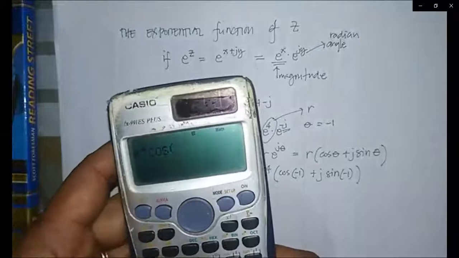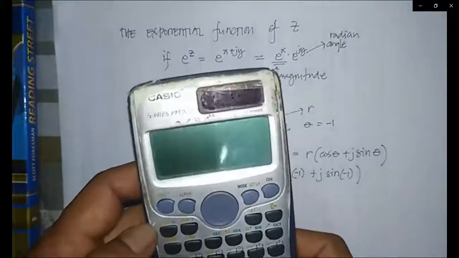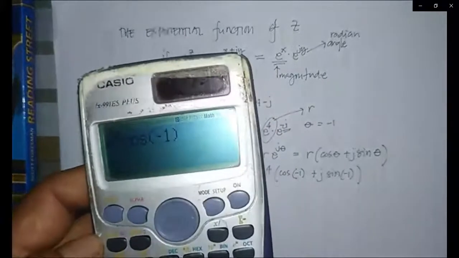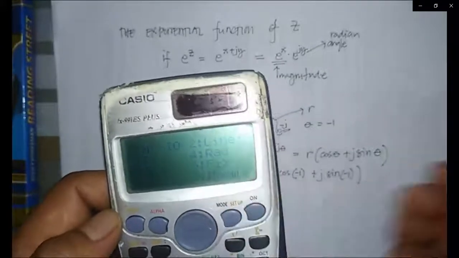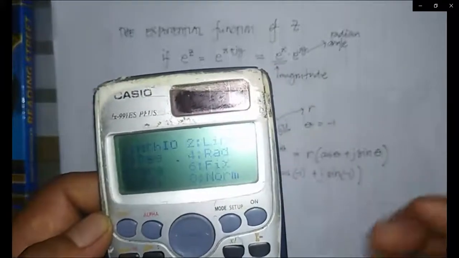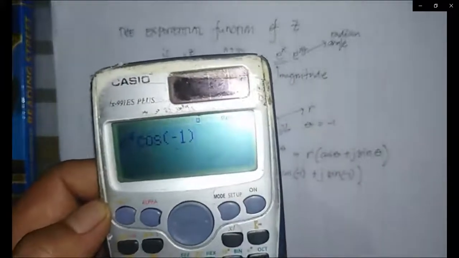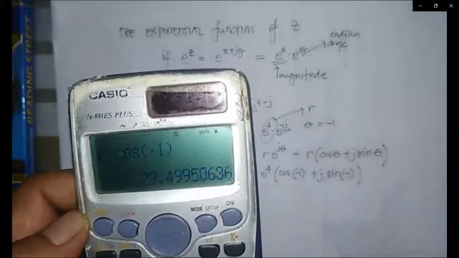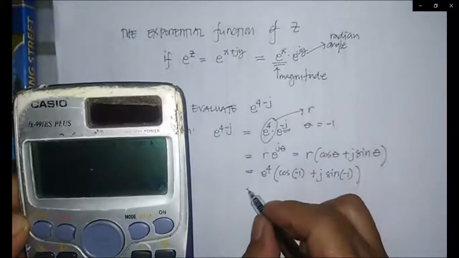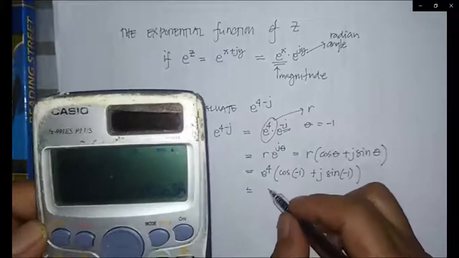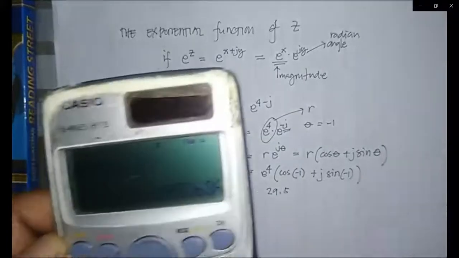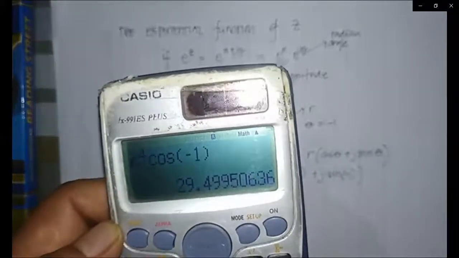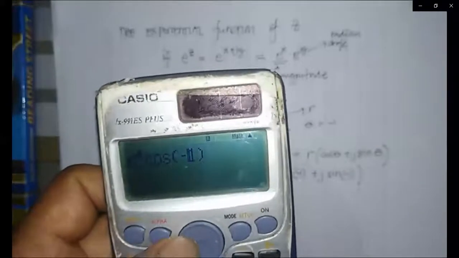So in my calculator, I will try the mode in degrees. Take note that is in degrees. Now we will change that to radian mode. So press 4. That is now in radian mode. So e to the 4 multiplied by cosine of negative 1 is 29.5. We will round that off to the nearest 2 decimal places.